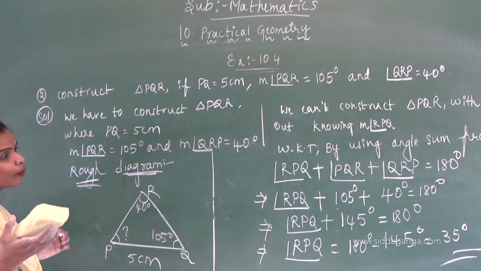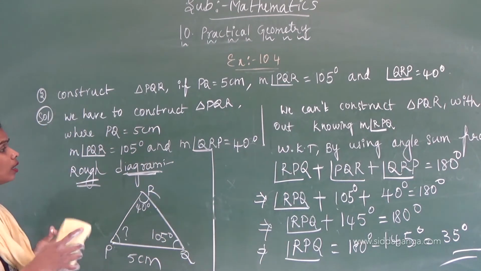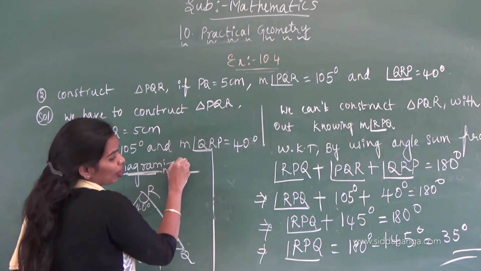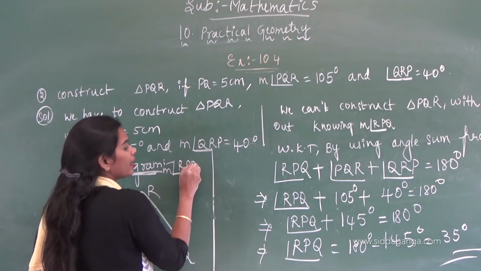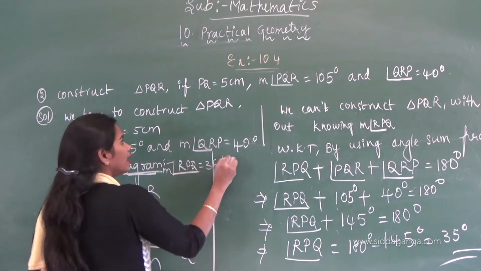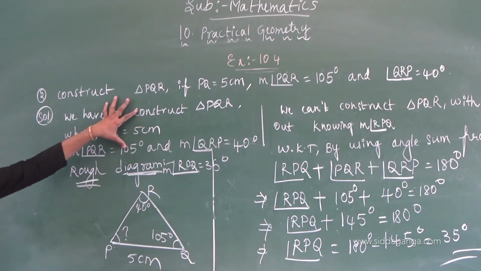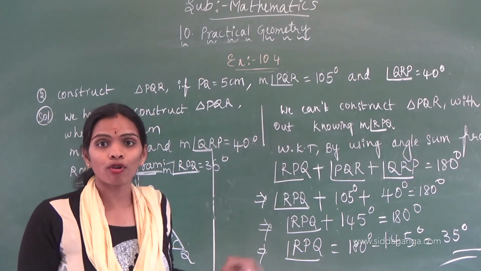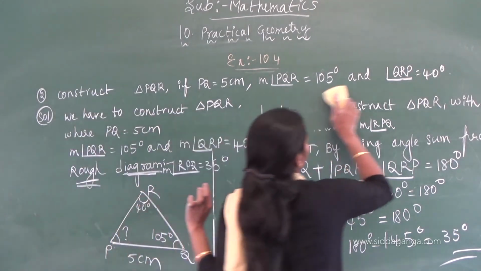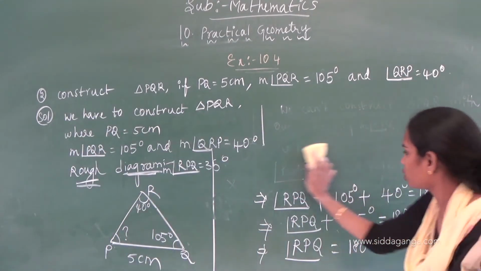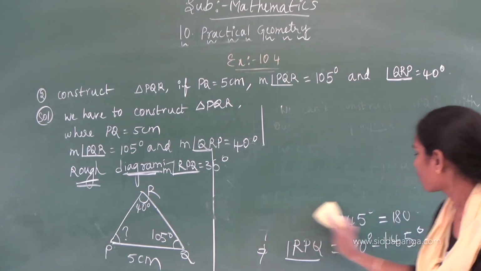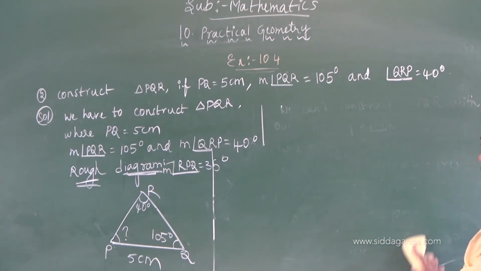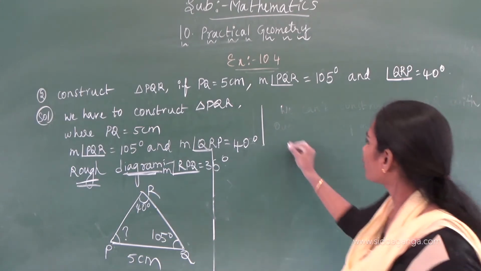Now we know the measure of angle RPQ, that is 35 degrees. First you construct the rough diagram. After that you do this working and then go for the neat diagram. There is no space, that's why I am rubbing this one, children. By using angle sum property I am finding the angle RPQ. Neat diagram.